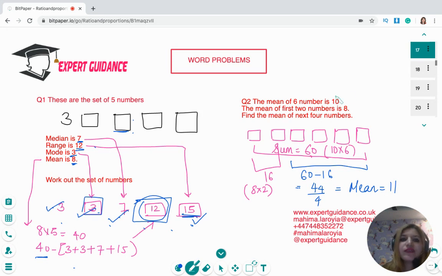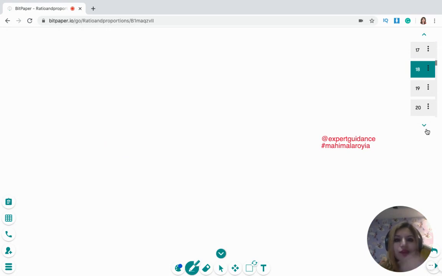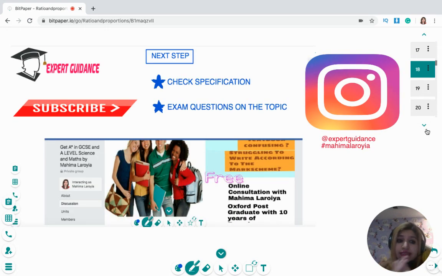Next, the mean of 6 numbers is 10. It means that the total of the 6 numbers is 60. And if the mean of the first 2 numbers is 8, it means that the total of the first 2 numbers is 16. So when you take away these 2 numbers, you get the total of 44. That's the sum of the last 4 numbers. You divide it by 4, which gives you the mean of 11. Okay, so I hope this concept of mean, median, and mode is crystal clear to you.